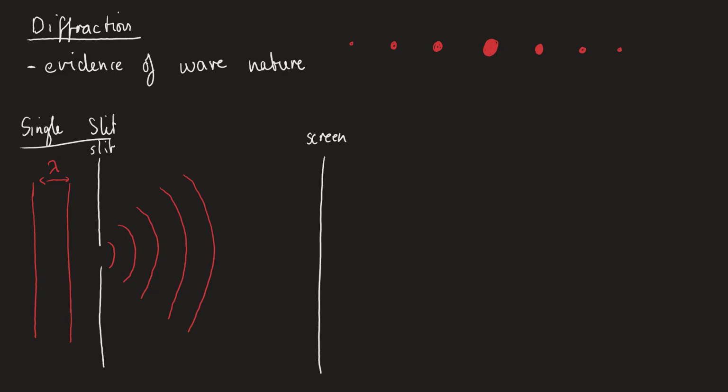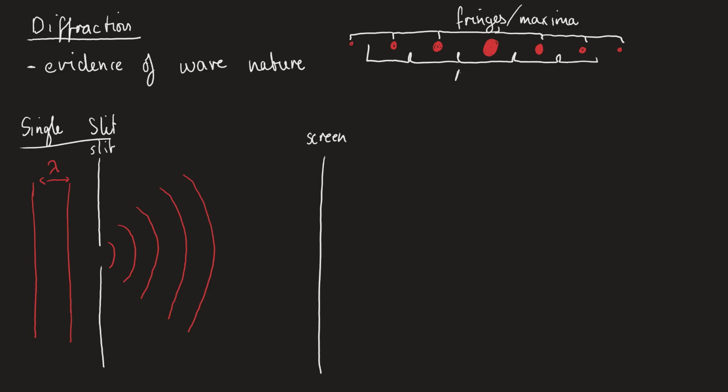All of these are called fringes, or we can also refer to them as maxima. They're maxima because this is where light has its maximum intensity, so that refers to all of these red spots. Therefore all the spaces between these red spots are called minima. So these are all minima.